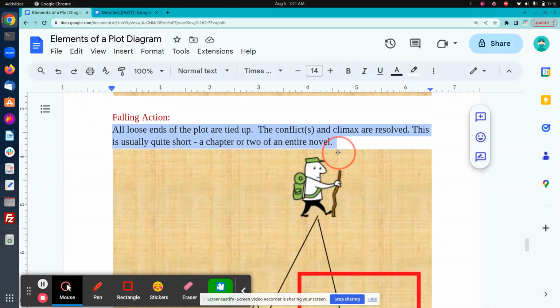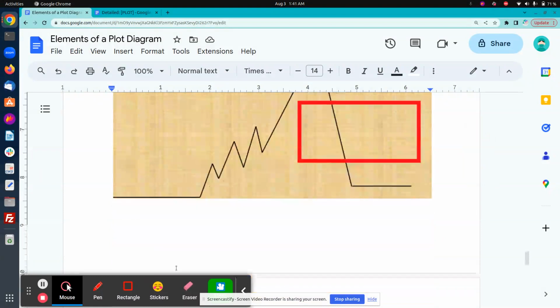All right, so what happens in the falling action? The story settles down. Whatever happened in the story is now coming to an end. All loose ends of the plot are tied up. For example, there are two to three stories of families going on in the novel, and you feel like these stories are loose, not interconnected with each other, but at the very end you get to know that these different stories of different families are connected. So falling action ties up all the parts of the story. The conflict and climax are resolved. Whatever the problem or tension was in the story, it is resolved in the end. This is usually quite short, a chapter or two of the entire novel.